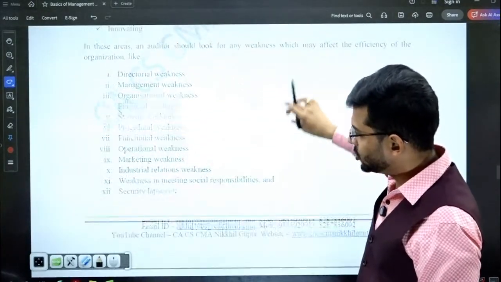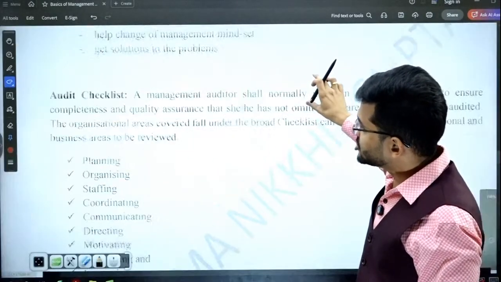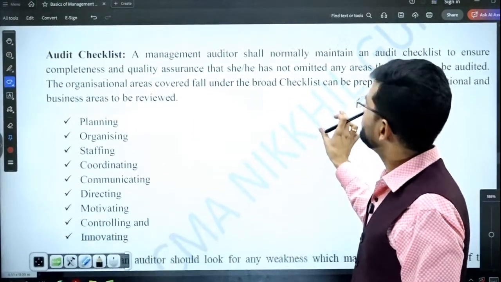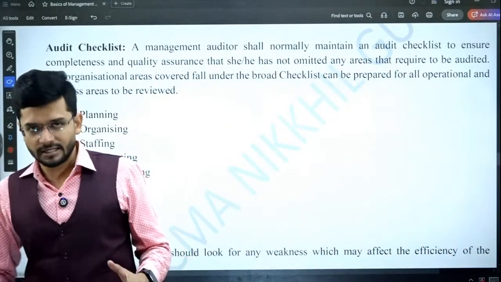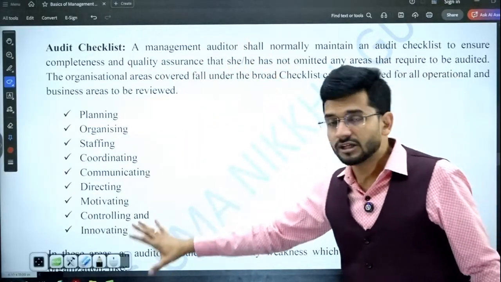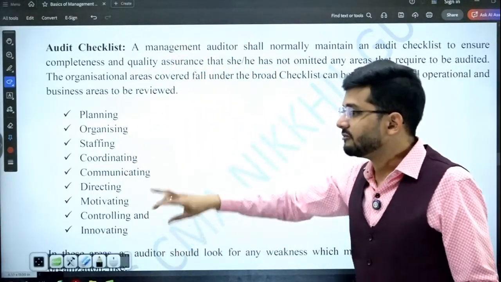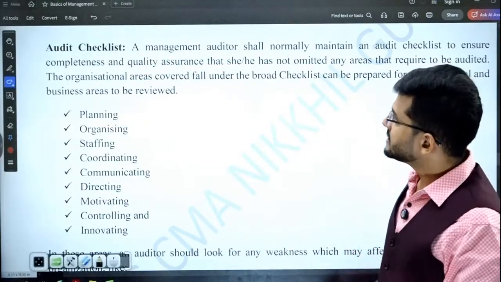What all can you include in your audit checklist? The audit checklist is something that will ensure that we have covered all the aspects of management. We need to make sure that our audit is complete and comprehensive and we have not left any area. So for that, the audit checklist is really important. You need to prepare a checklist of what you have covered in the management audit and what you haven't covered. So this is an audit checklist.